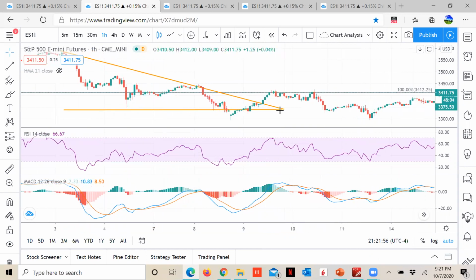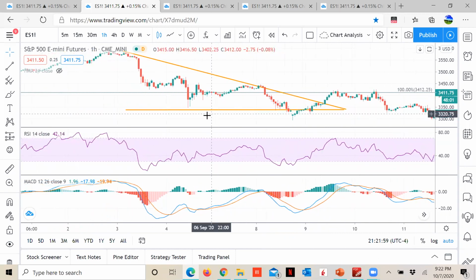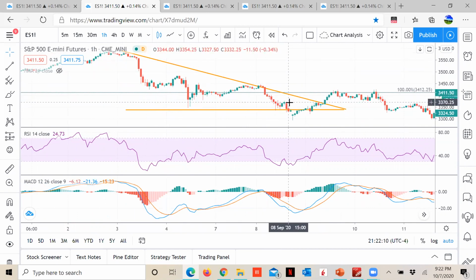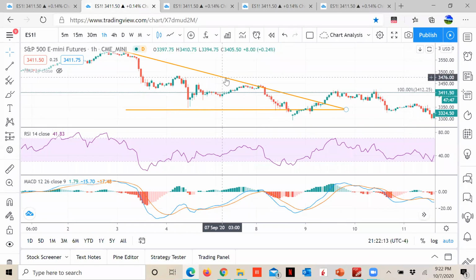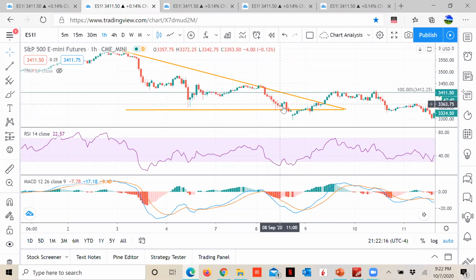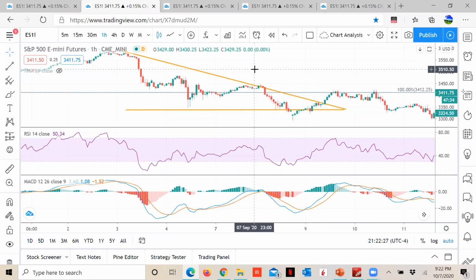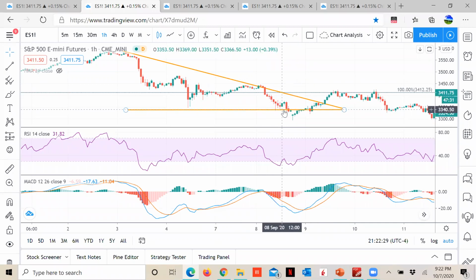I'm not doing anything fancy here, it's just basically connecting these two low points here on the horizontal trend line. And the top trend line is basically just connecting the highs, and it breaks down from here. This point that was support, or acting like a support earlier, becomes the new resistance.